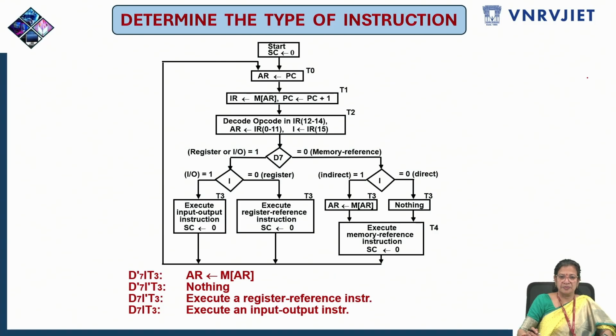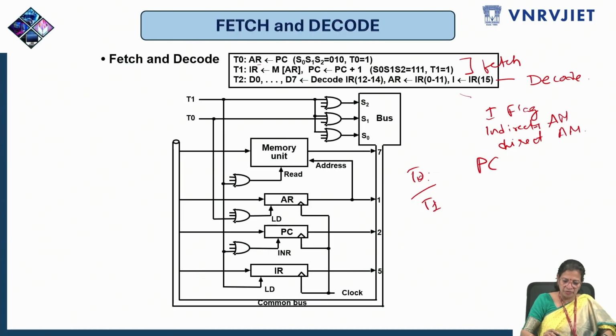Okay. Then if you look at the diagram, there is a common bus we have seen in the previous classes. Which register is to be selected depends on which register is involved in the instruction. Here we have seen the address register and program counter. So appropriately the registers will be selected through the controls S0, S1, S2.